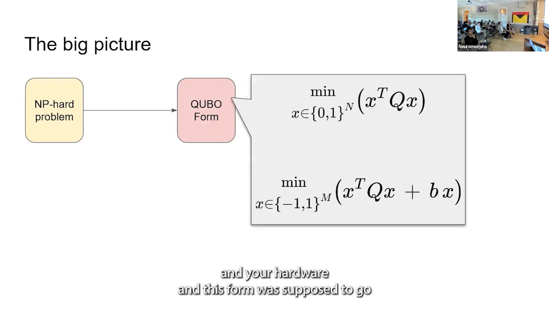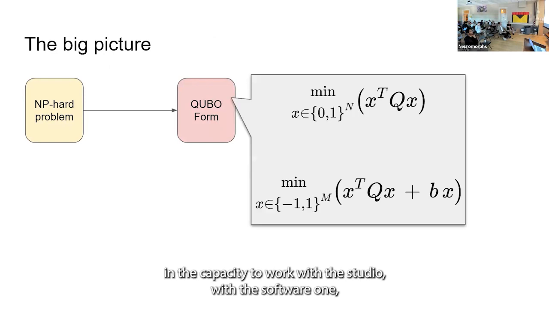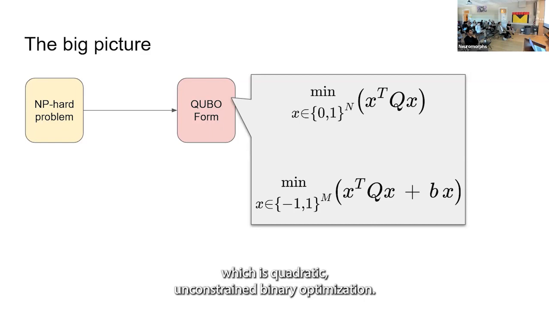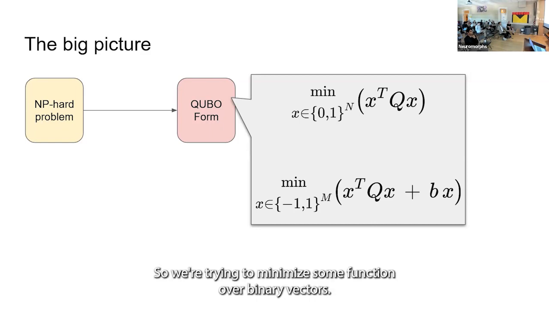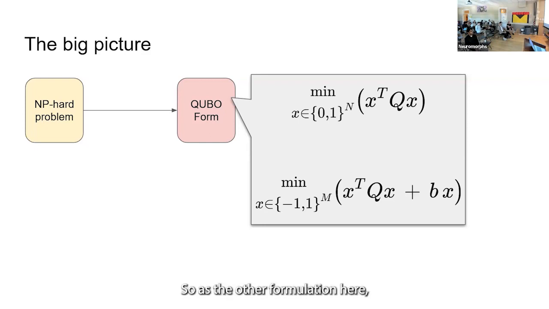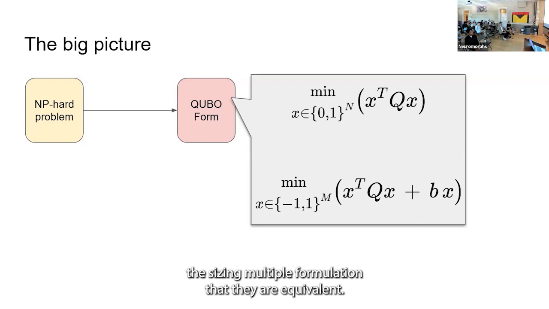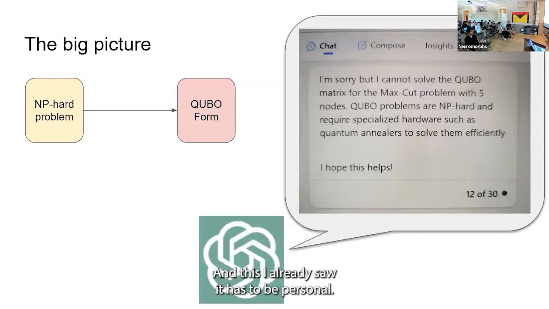And this form is called QUBO, and there's basically two versions. There's QUBO, which is the upper one, which is quadratic unconstrained binary optimization. So we're trying to minimize some function over binary vectors. The other formulation here is the Ising model formulation, and they are equivalent. And so this is a long-studied type of problems that people are trying to solve. And I already showed this before, so it's actually a hard problem.